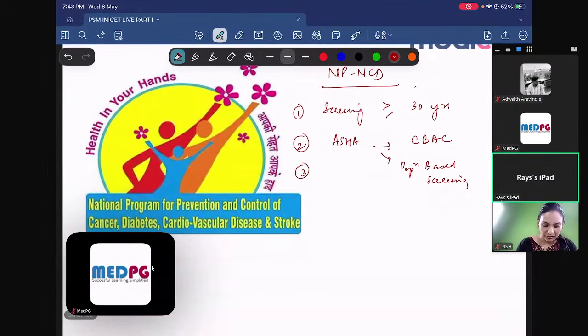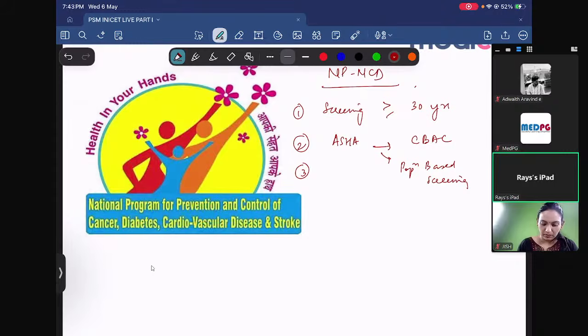So next point is what we call cancers we are screening at this particular level also has been discussed. And lifestyle modification. So it's not just screening, okay? Lifestyle modification is also a core component of your NP-NCD program. Moving on to the next question.